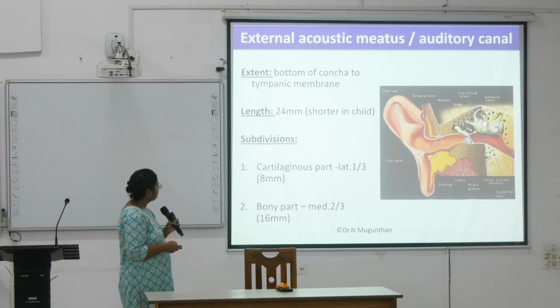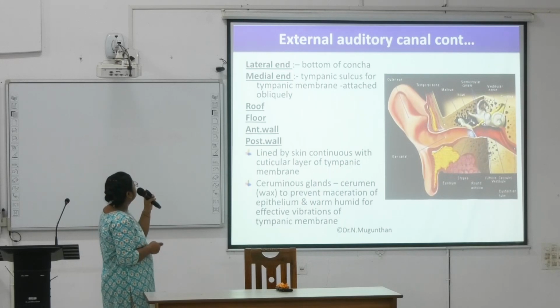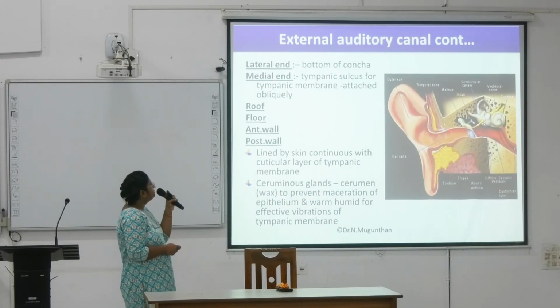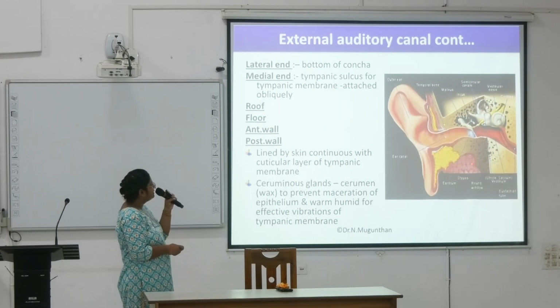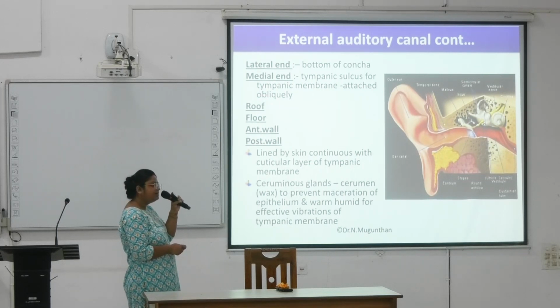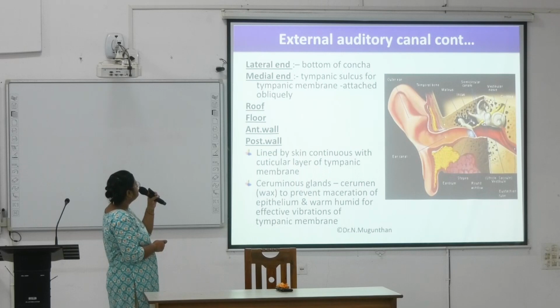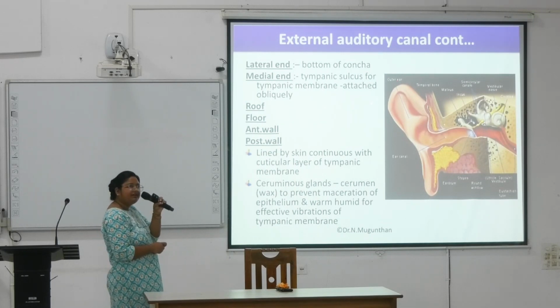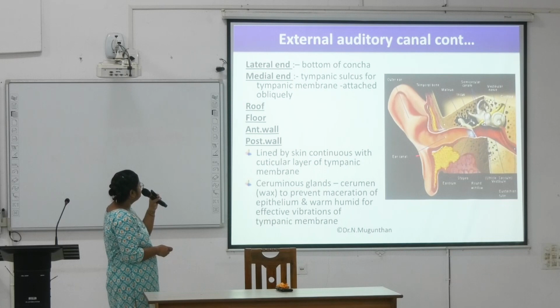Now it has two ends, the lateral end and the medial end. The lateral end is formed by the bottom of the concha. The medial end is formed by the tympanic sulcus. One sulcus is present here where the tympanic membrane is attached. So at the medial end there is the tympanic sulcus for the tympanic membrane, attached obliquely here. Next is the roof and floor. This upper part is the roof, the lower part here is the floor.